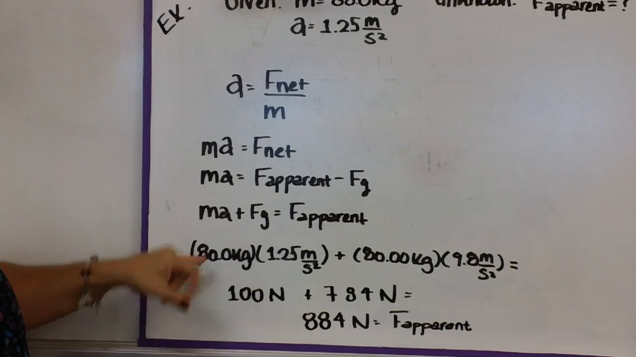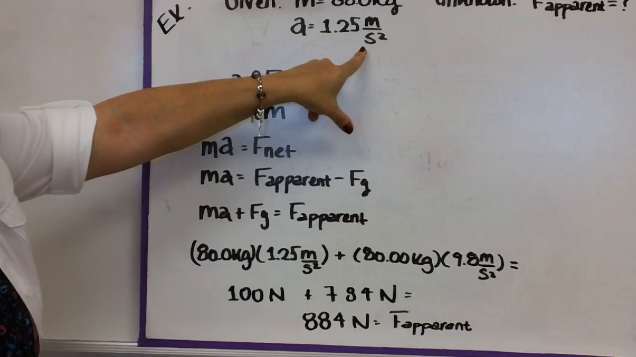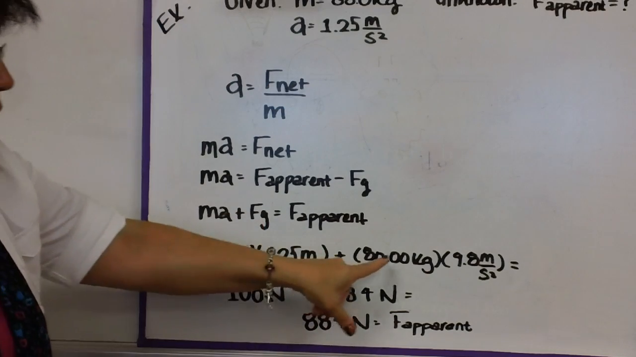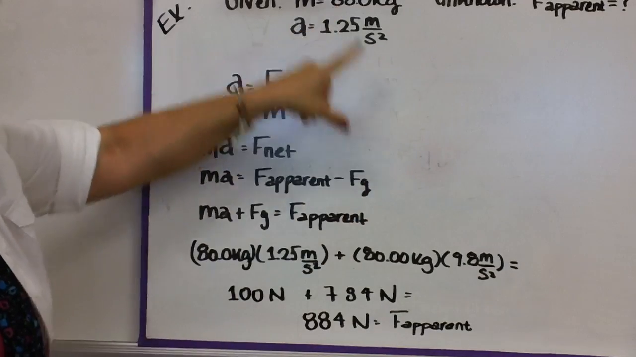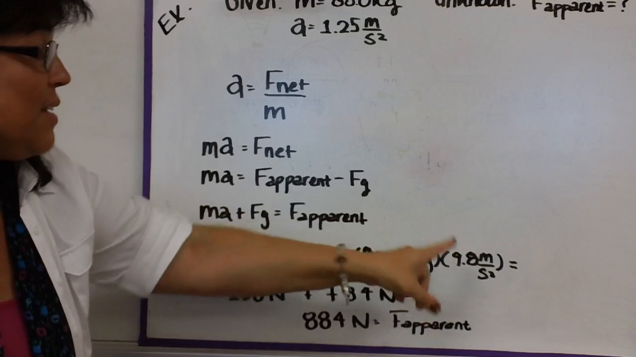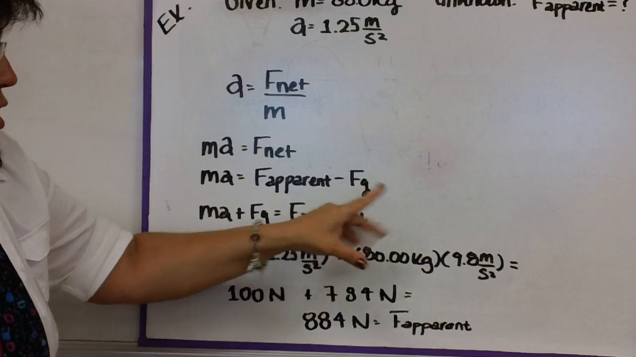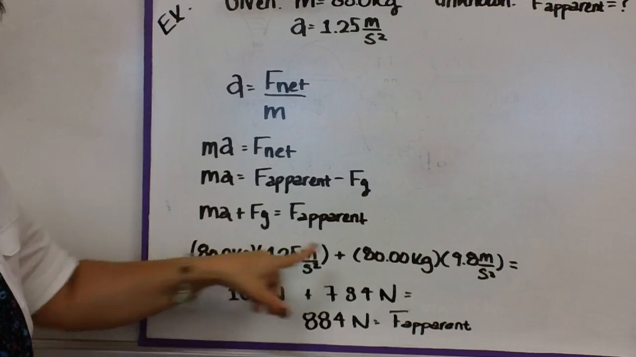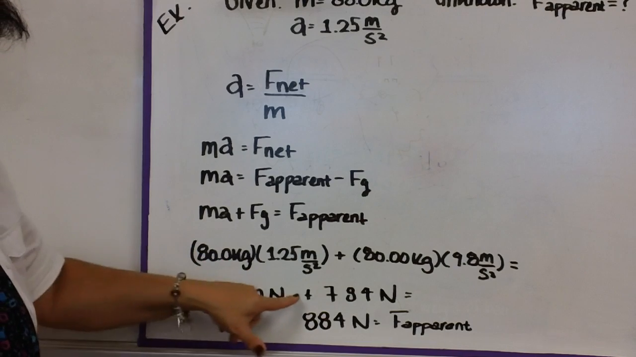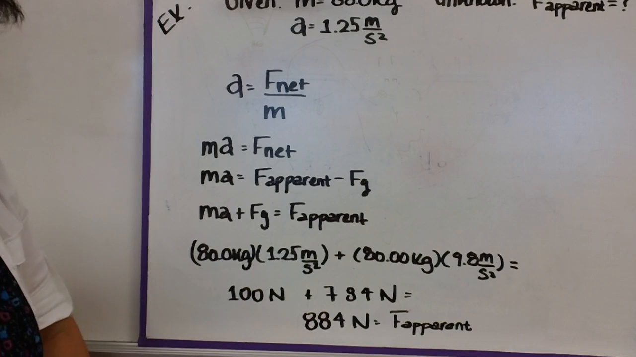Well, M is 80 kilograms, that's given. A is 1.25 meters per second squared, and that is also a given quantity. Plus, well, we know Fg is mass times gravity, and mass is given over here, and gravity is 9.8. The reason why we don't include a negative here is the negative shows up right here. So we had negative 9.8 over here, and we moved it to the other side, which makes it positive. So our F apparent then is 100 newtons plus 784 newtons, which means it's 884 newtons.